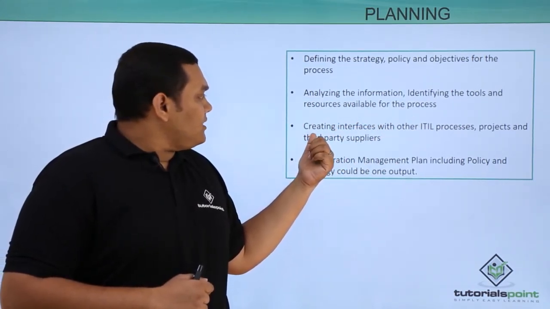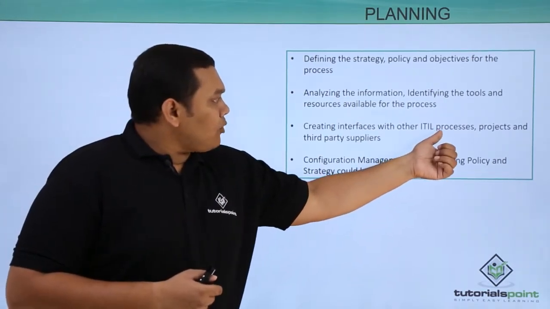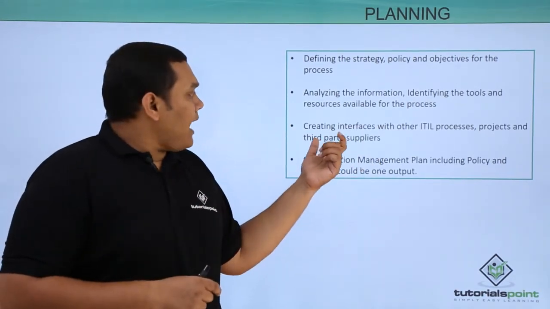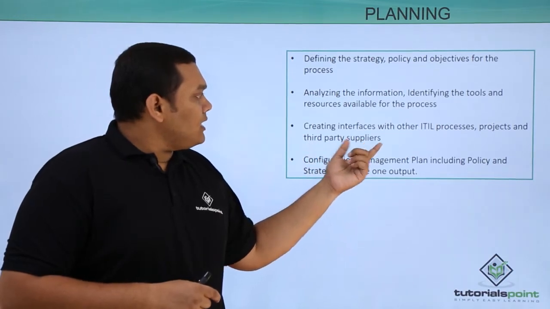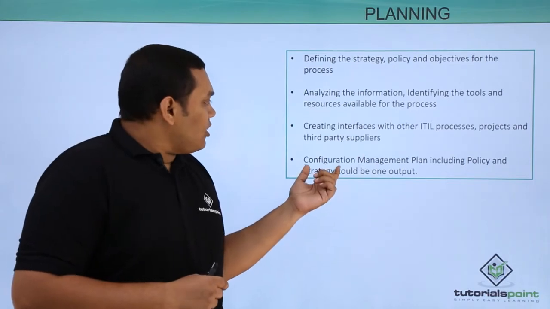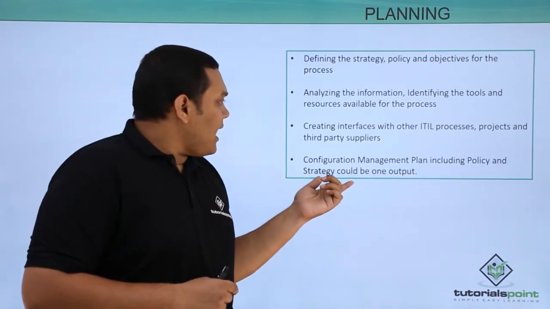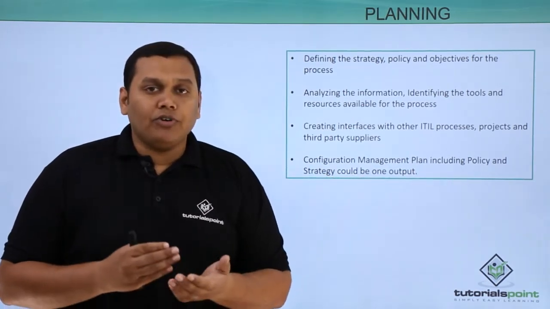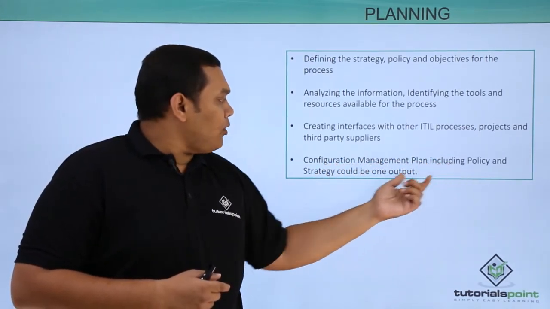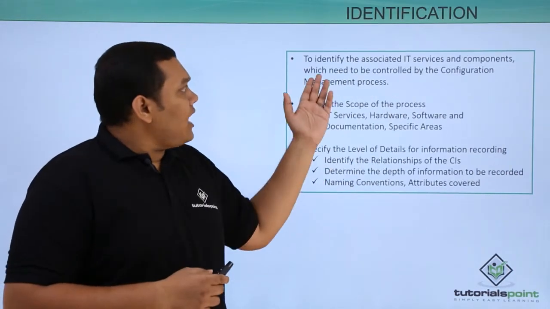So, the third point is creating interfaces. Creating interfaces with other ITIL processes, projects and third party suppliers. By these interfaces the planning can be performed perfectly so that the ITIL processes will be integrated with the third party suppliers. So, configuration management plans will be created, which include the policies and strategy, as one output. So, for one output we create a plan for the configuration management and we include the policy and strategy to get the output.